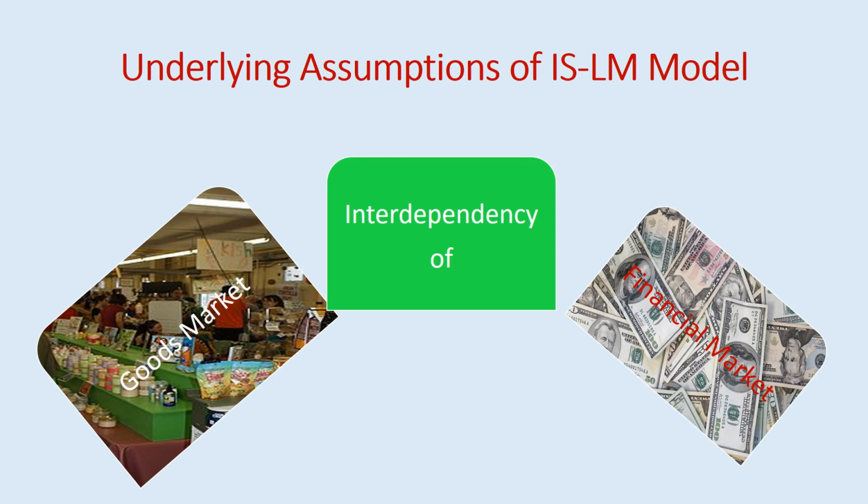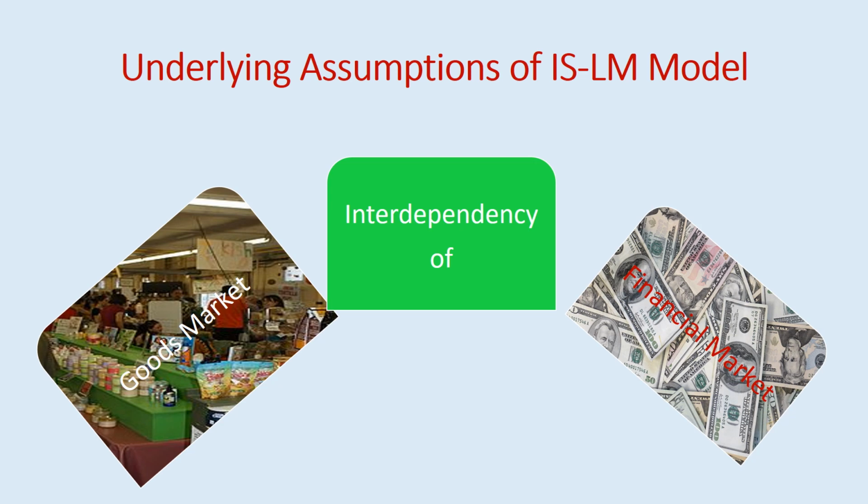If you look at this picture, what I have shown here are the underlying assumptions of the IS-LM model, which was thought out by Hicks: that goods market and financial market are interdependent on each other. Goods market is dependent upon financial market, and financial market is dependent upon goods market. In reality also, because of the coronavirus, the supply chain and production are getting affected, and that is influencing the financial market. The stock market is slowing down or crashing in many countries. This is how financial market is dependent upon goods market.